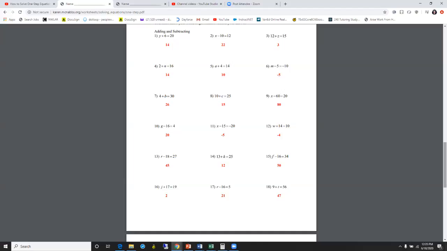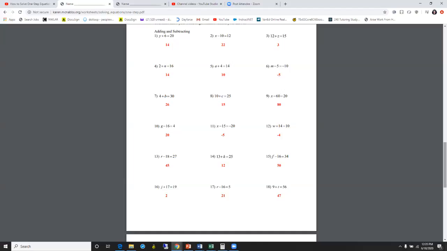That means you're going to do the same thing: you're going to put your negative 4 on the opposite side of that 14. So now you cross out your 4, and you're going to subtract 4 from 14. When you subtract 4 from 14, you're going to get 10.